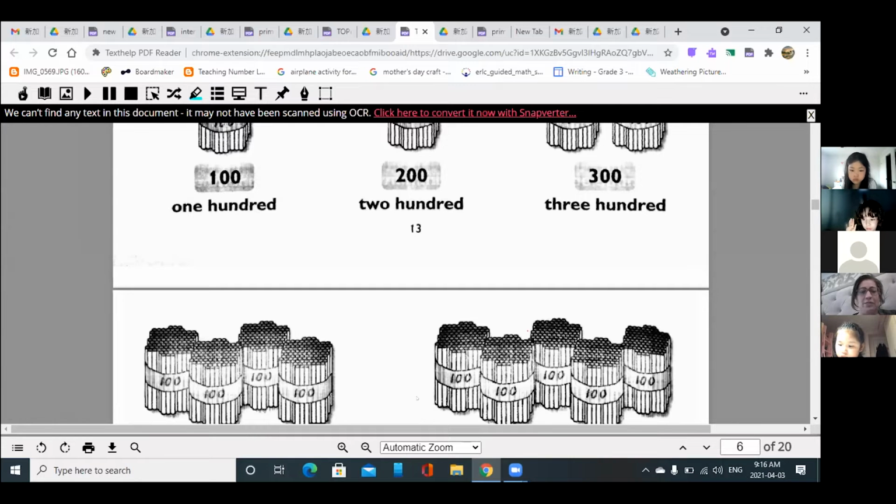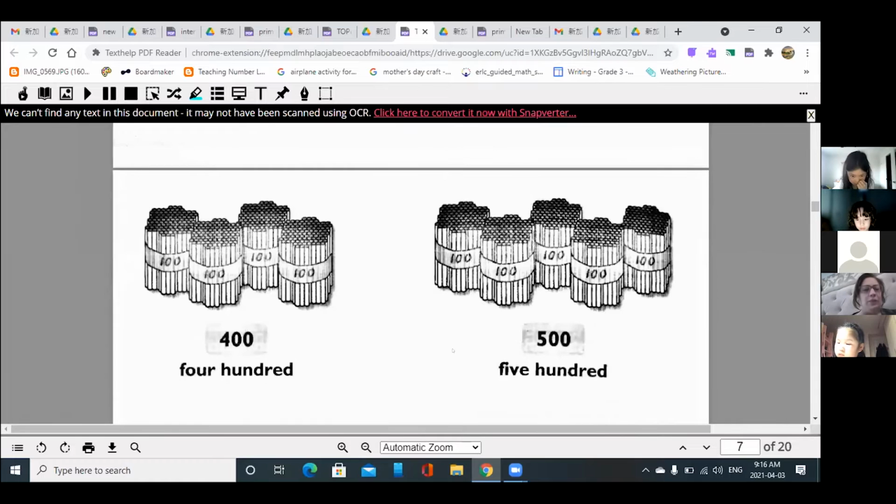If 4 groups give me 400, 5 groups will give me how much? Go ahead, Leah. 500. Now, here's the big question. I'm going to ask you this. How many groups of 100 will give me 1,000? How many groups of 100 can give me 1,000? Matthew. 10 groups of 100.